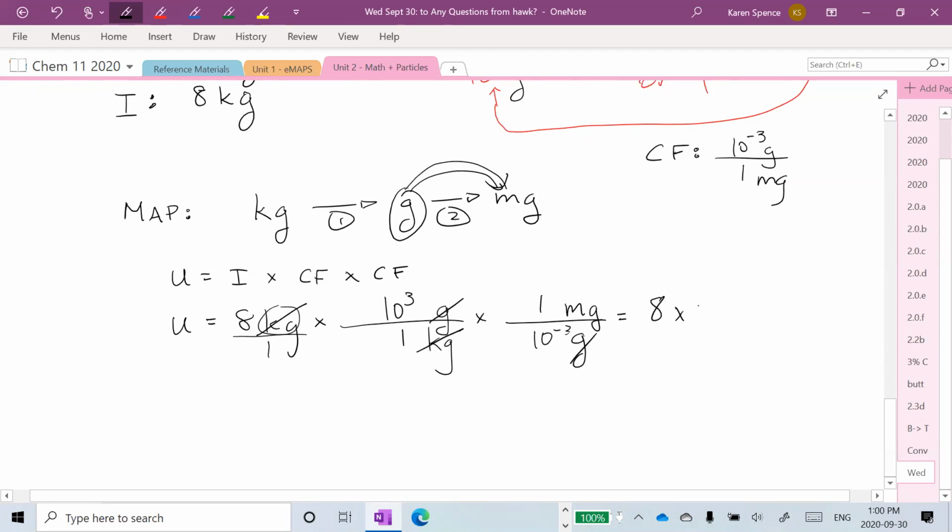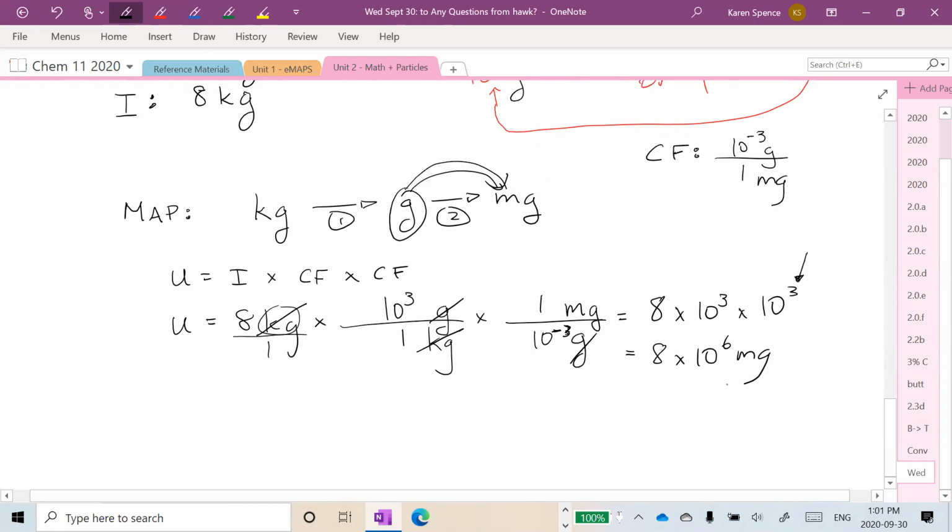Now this one I don't even need my calculator for because I know that that's 8 times 10 to the 3 times 10 to the 3. Because if I take something from the denominator and put it in the numerator, the exponent changes signs. Okay, so you can do it that way, and you would get 8 times 10 to the 6 milligrams.